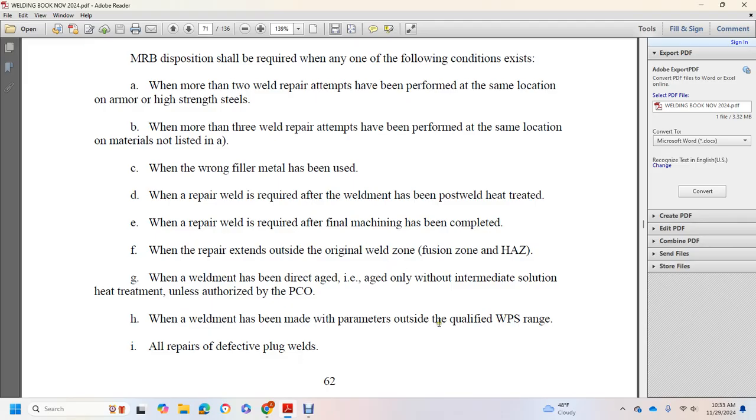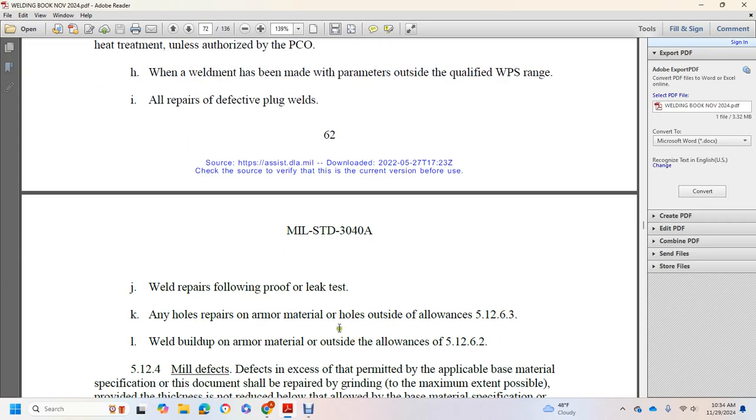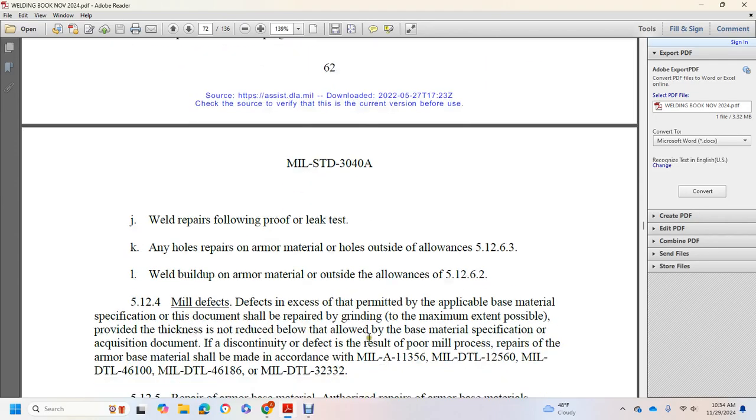When a weldment has been made with parameters outside of the qualified welding performance specification range. All repairs of effective plug welds. Weld repairs following proof or leak test. Any hole repairs in armor material holes outside of the allowance. Weld buildup of any armor material outside of the allowance.